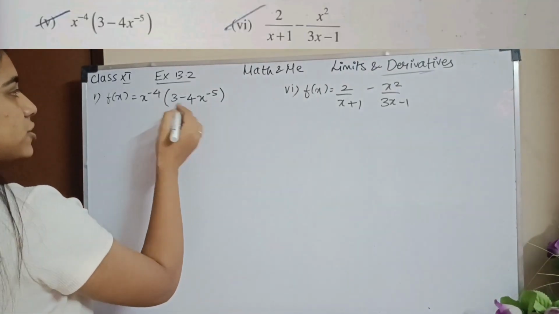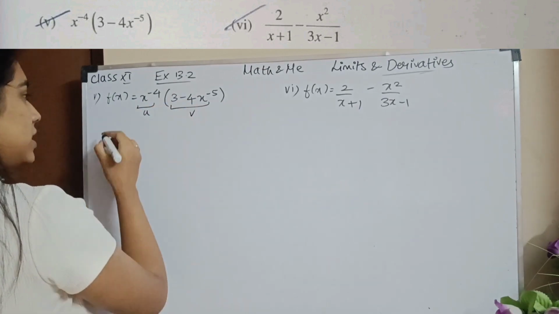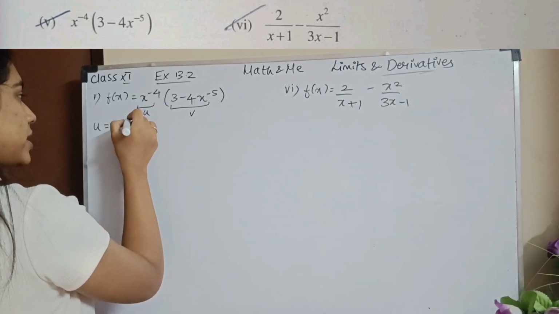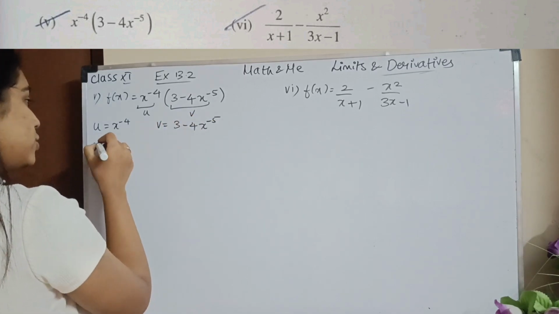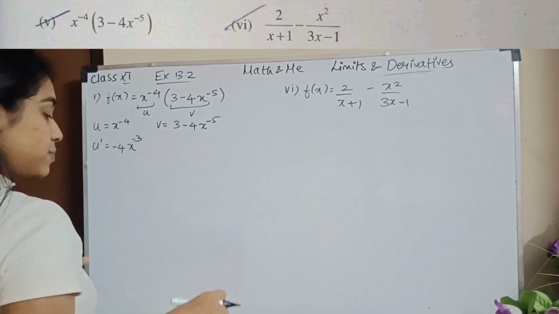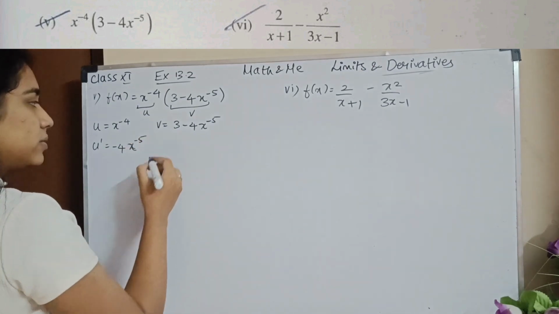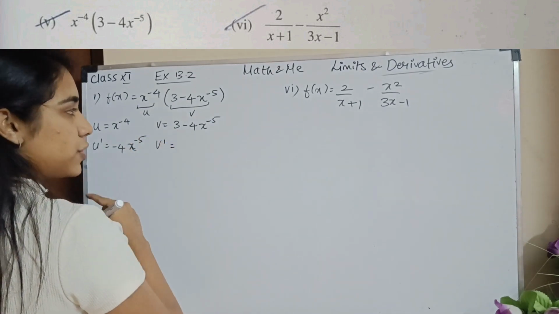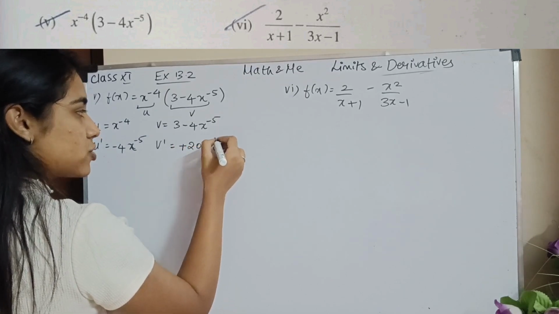Fifth question. This is also in terms of product. Correct? So this is my u, this is my v. So I have u equals x to the minus 4, v equals 3 minus 4x to the minus 5. So u dash, the power comes down and the power gets reduced by 1. So this becomes minus 4 minus 1, which is minus 5. Okay. V dash equals, derivative of constant is 0, minus, I have plus 20x to the minus 6.